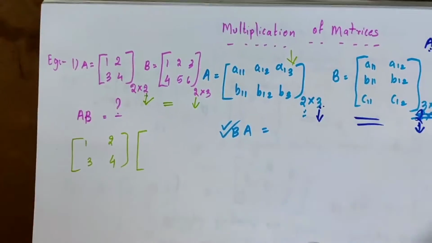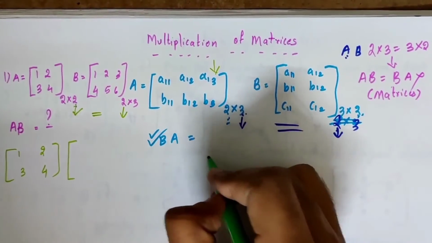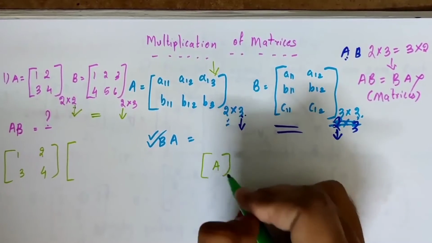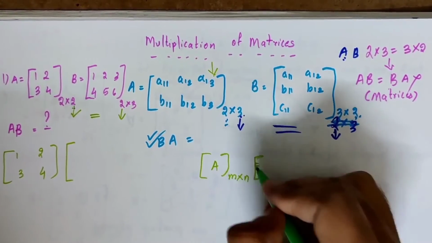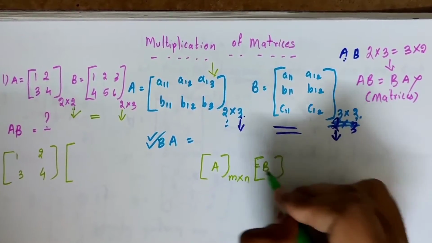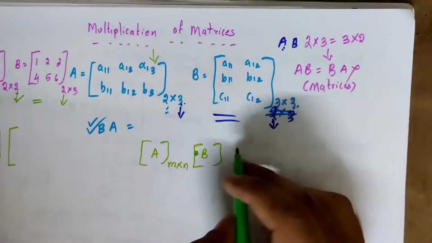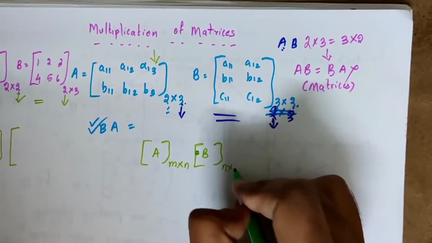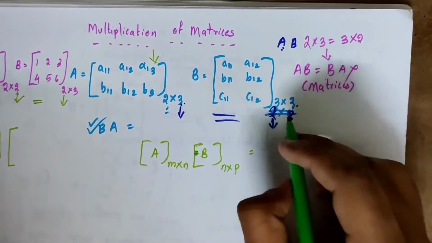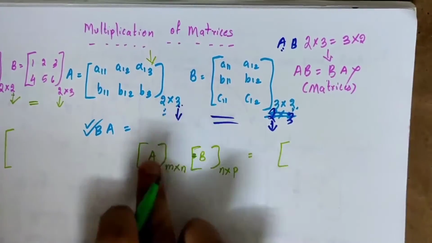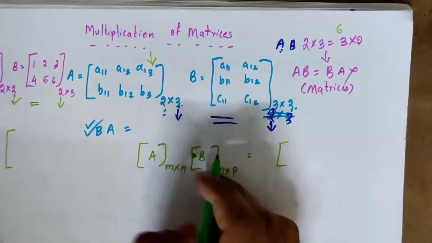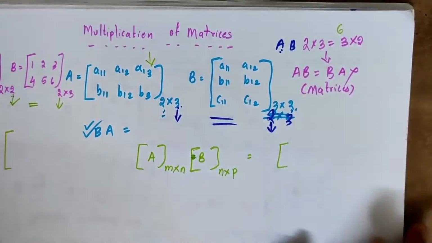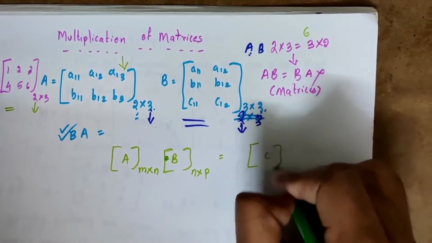The most important thing is, you have to remember this. If I am multiplying an A matrix whose order is m cross n with a B matrix whose order is n cross p, the resultant will be some matrix, right? When you multiply two numbers, you get another number. In the same way, when you multiply two matrices, you get one more, separate matrix.